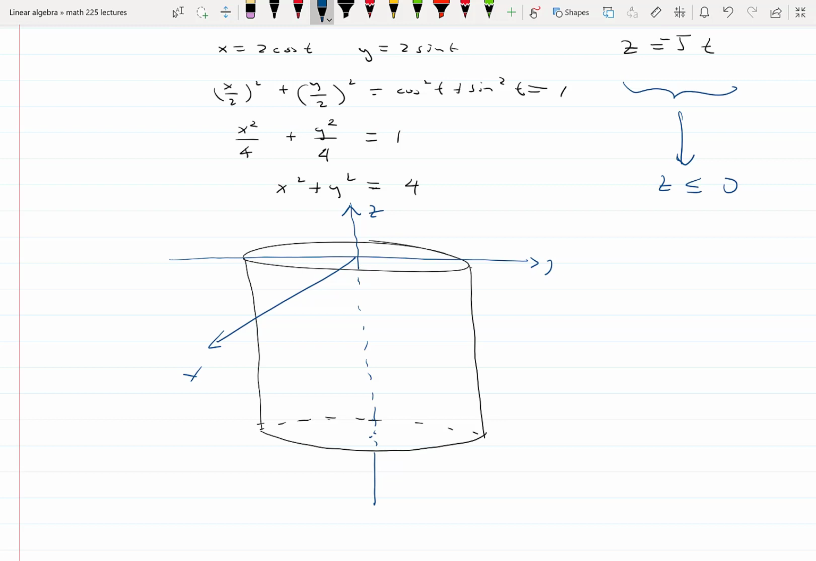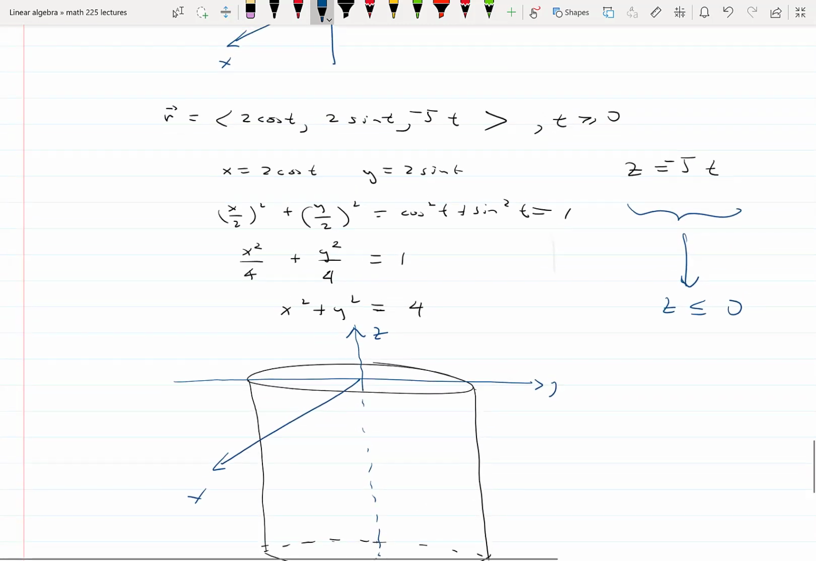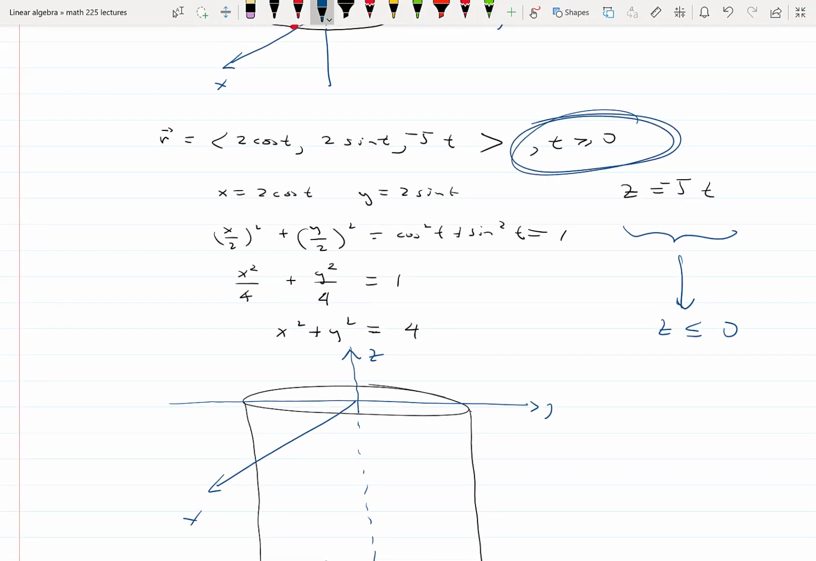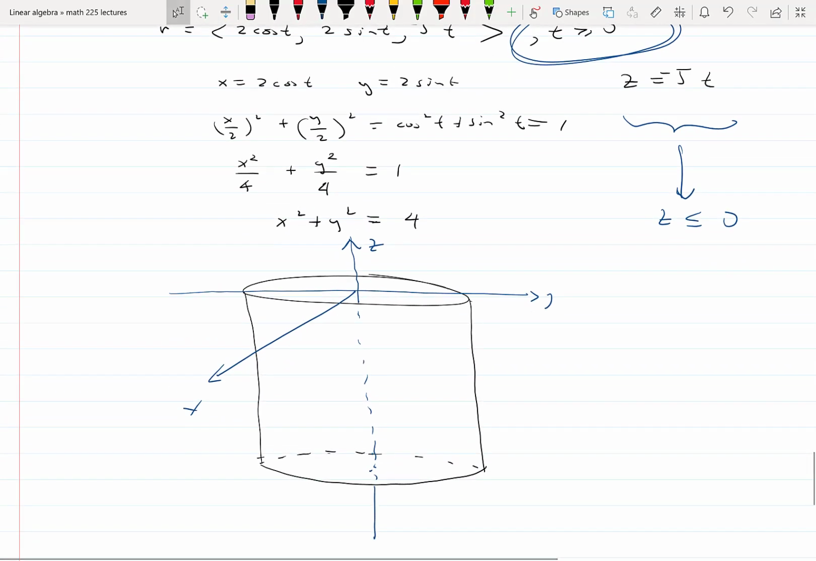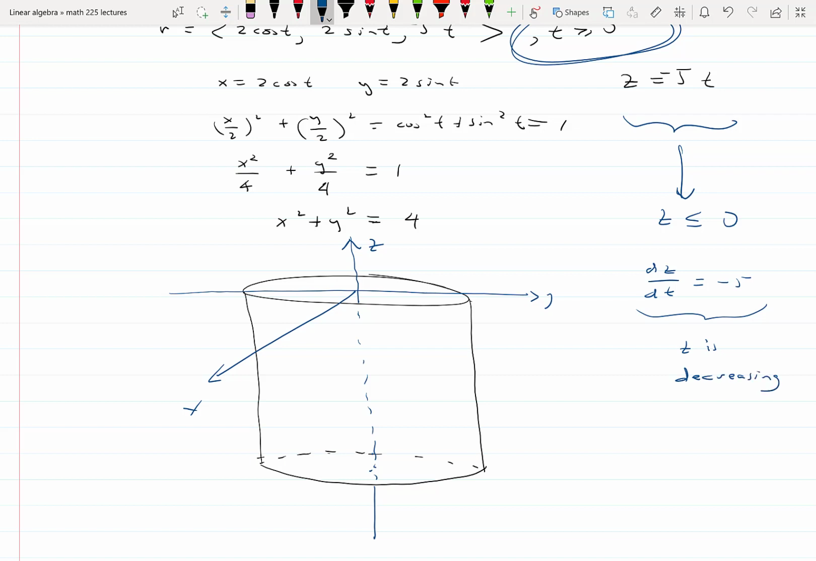If t is greater than or equal to 0, if time is greater than or equal to 0, and I believe I made that clear, that makes negative 5t less than or equal to 0. It also makes dz/dt negative 5. So the z is decreasing. If the derivative of a function is negative, the function is decreasing.